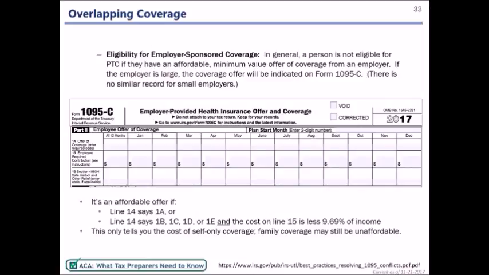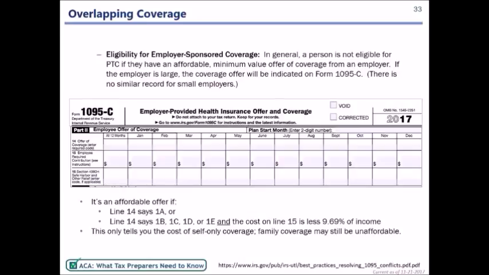There are also some special provisions about overlaps with employer-sponsored coverage. First, let's just establish the rule. In general, a person is not eligible for premium tax credits if they have an affordable minimum value offer of coverage from an employer. If it's a large employer, you'll get a form that helps you figure this out, Form 1095-C. And it will have on line 14 information about the offer, and it's going to do it in letter codes. So you'll be prepared to sort of turn over the form and check out all the codes. And line 15 will give the cost of coverage for a self-only plan.